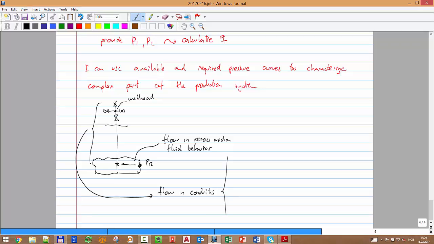So what do I need to compute the pressure drop of this flow in conduits? I need a pressure drop model. That might be just like I told you before, delta P friction plus delta P gravity. Remember also the temperature is going to change when I'm going all the way to the surface. So I need also a temperature drop model.